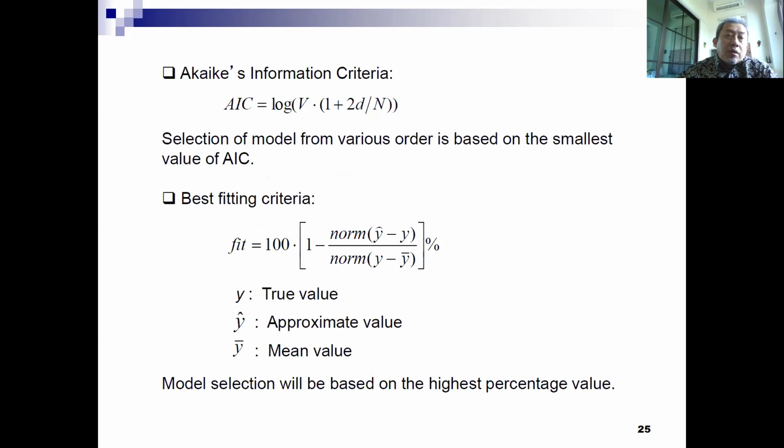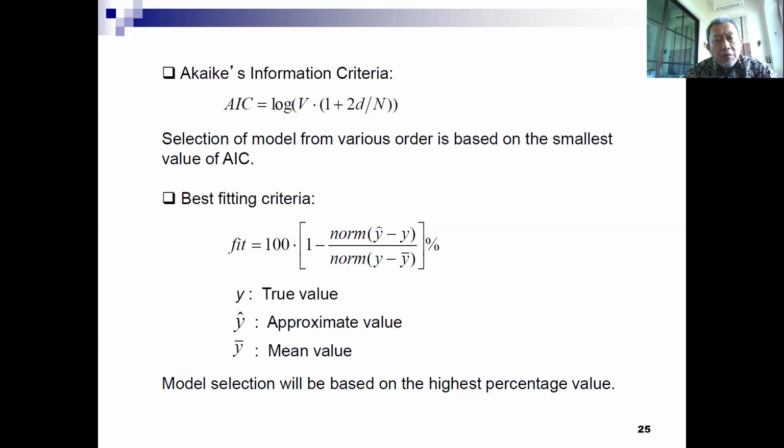The second one is the AIC, or Akaike's information criteria. AIC is equal to log V multiplied by (1 plus 2D divided by N). The definition is the same, V, D, and capital N, but using a log value. So the minimum, almost 0, is accepted and the model can be used.